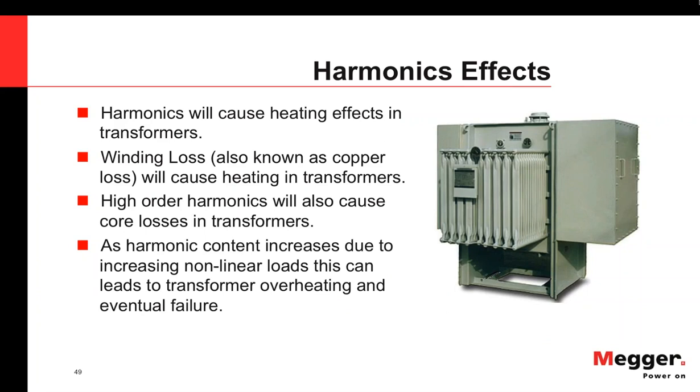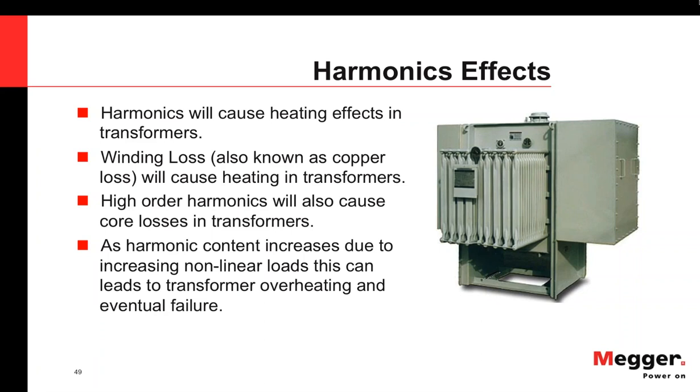Now, harmonics cause heating effects in coils and transformers. This is referred to as winding loss. It's also known as copper loss, and it will create these harmonics. This is because as AC current goes through a wire, it creates eddy currents within that wire. Those eddy currents are small circular currents, and they produce magnetic fields that oppose the magnetic field of the current going through the wire, so they create resistance.